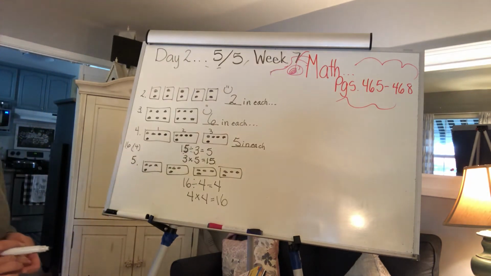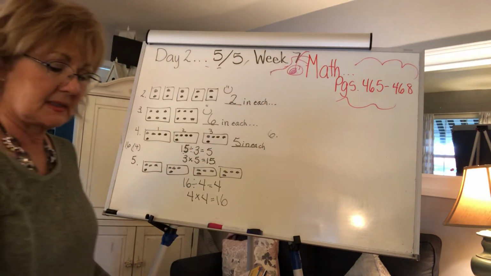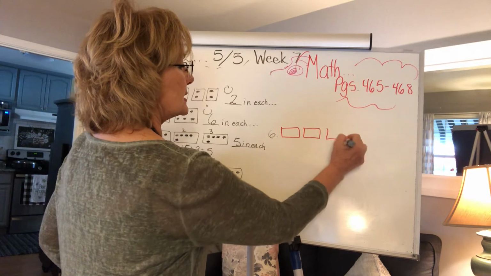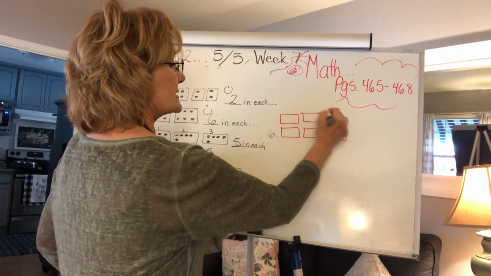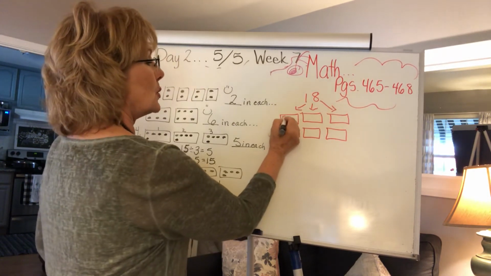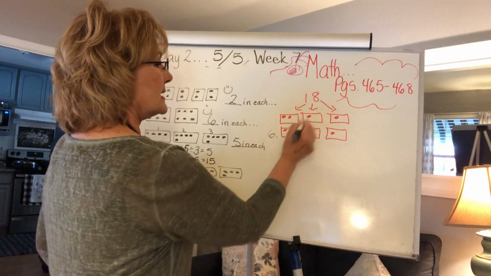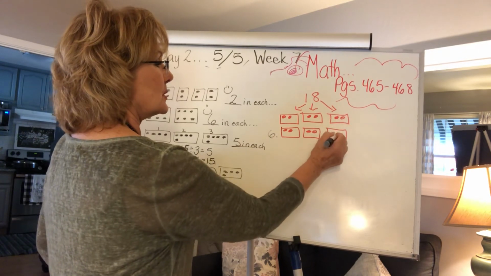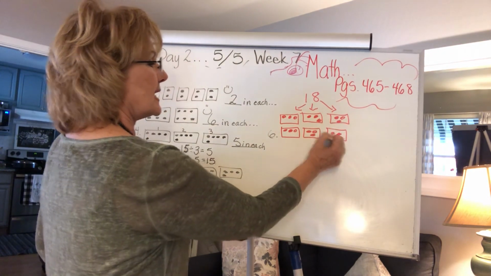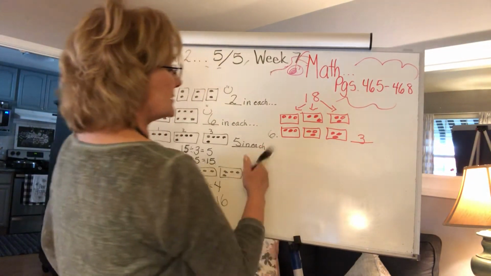Okay, number 6. Let's see what you got. You were to divide 18 into 6 equal groups. So you had to draw 1, 2, 3, 4, 5, 6. You have 18 that gets divided up evenly. 1, 2, 3, 4, 5, 6, 7, 8, 9, 10, 11, 12, 13, 14, 15, 16, 17, 18. What have we got there? How many in each group? 3 was your answer. Now let's do the extra.